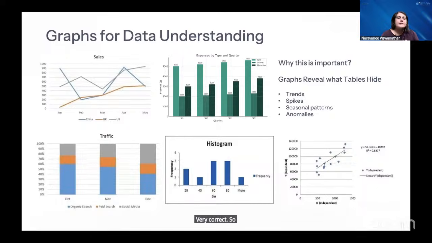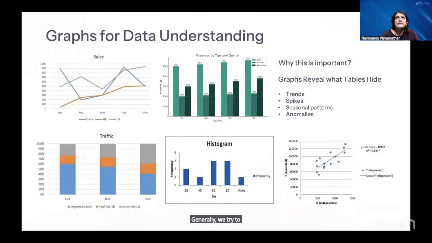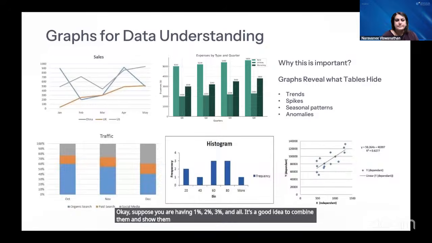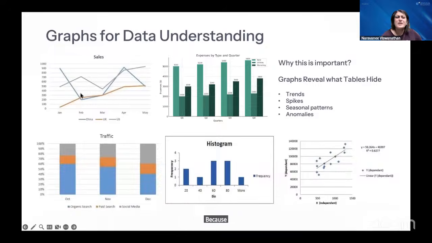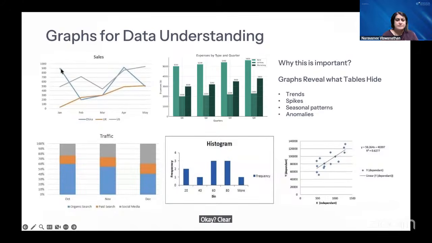So you will find that it is going to have different colors, and you will know. See, generally, we try to showcase percentages which are significant in graphs. Okay. Suppose you are having 1%, 2%, 3% and all. It's a good idea to combine them and show them as others, because it is not easy to interpret. You lose that intuitivity and understanding. Okay. Clear, everyone?